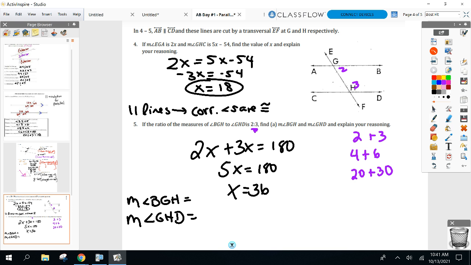How about BGH? What do you have? Go ahead, guys. 72. 2 times 36. And GHD? 108. 36 times 3. And hey, take a look at those two answers. Why do they look pretty nice? Because they add up to 180. Yeah, they're supplementary. One final thing we need to do, though, before we wrap it.